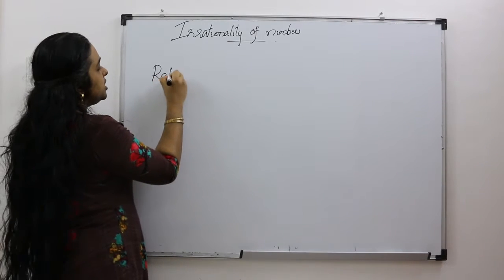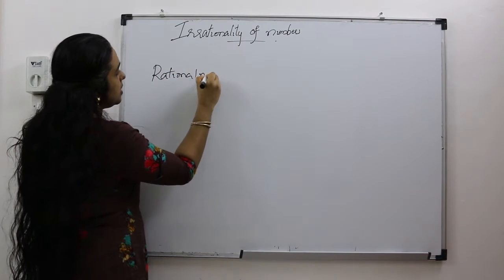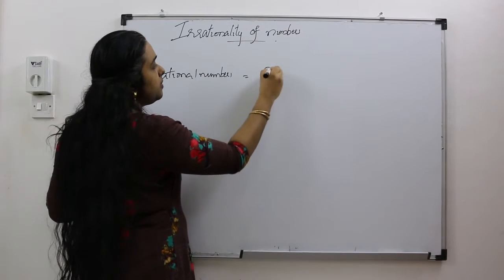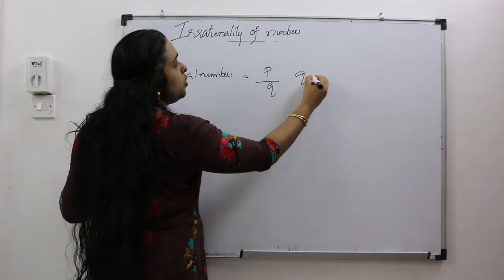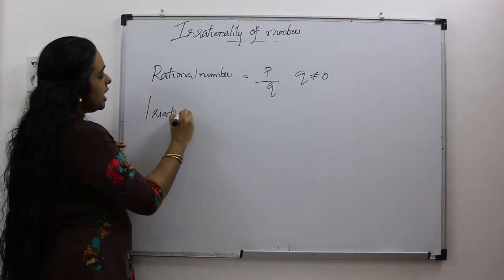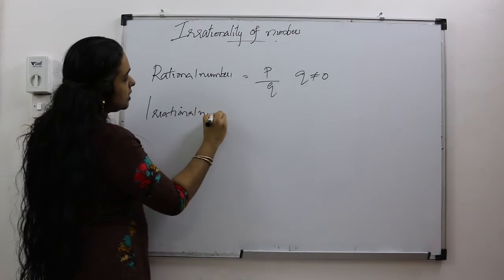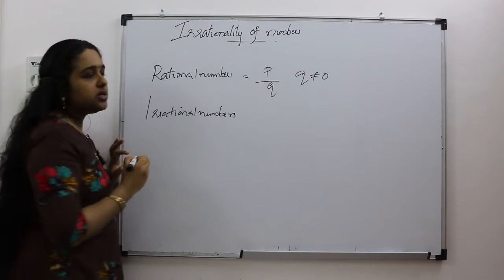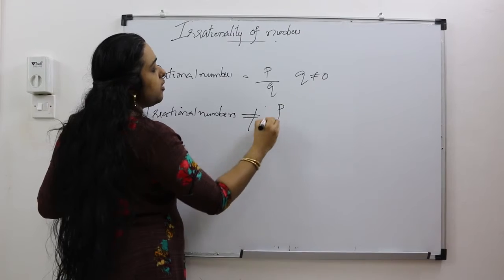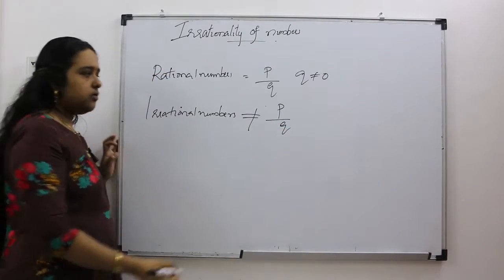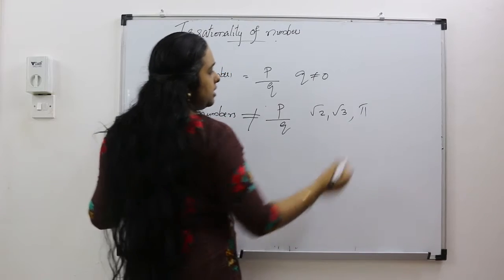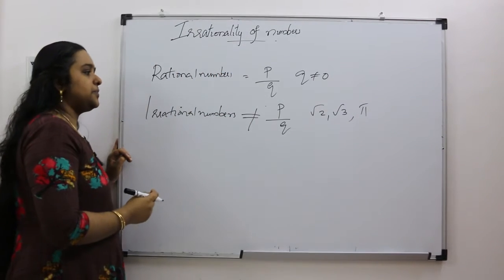We know rational numbers are those numbers that can be written in the form p by q, where q is not equal to 0. So irrational numbers are what? Irrational numbers are those numbers that cannot be written in the form p by q. For example, root 2, root 3, pi, they are all irrational numbers.